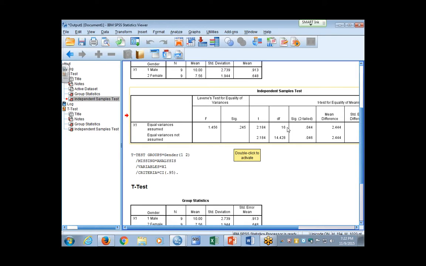t-score, gotten our degrees of freedom, gotten our significance or p-value is less than 0.05, we reject the null hypothesis. You've got two ways to do this now. You could do this manually, or you could do it in Excel, or you could do this using SPSS. You have a third way to do this.